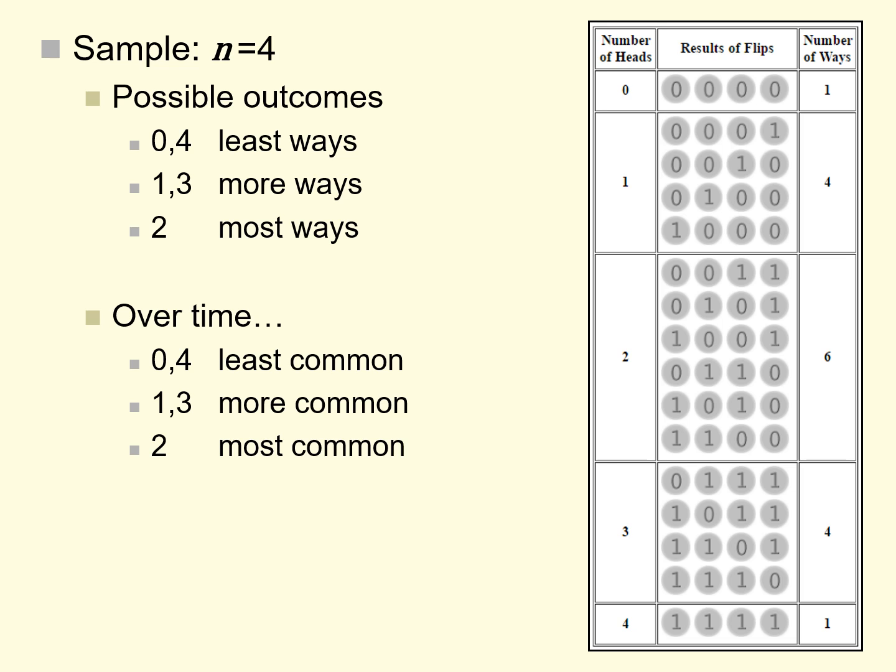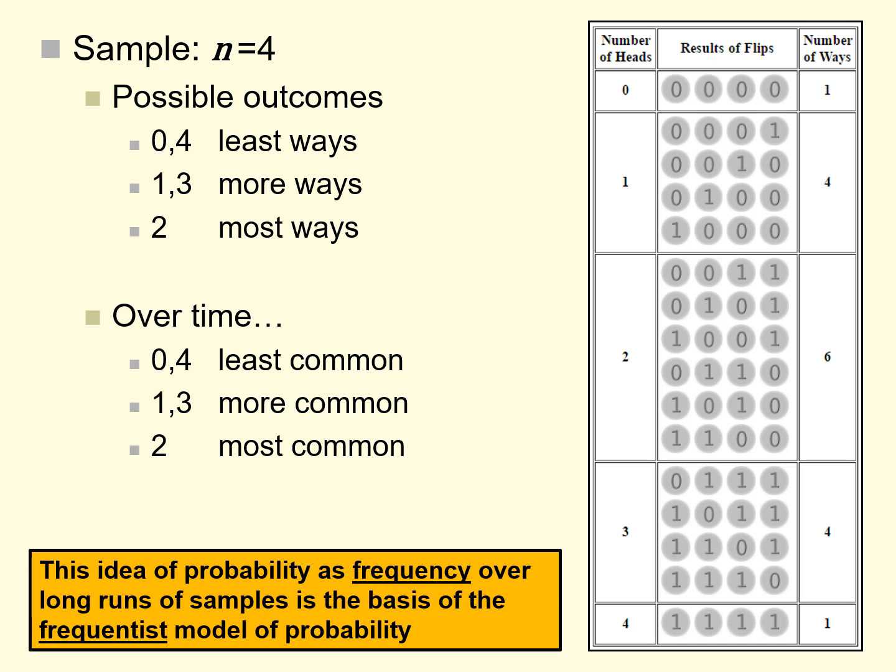1 and 3 are going to be somewhat more common, and 2 heads out of 4 flips is going to be the outcome that's just going to show up the most frequently over a very long run of repeated 4 flips. By the way, this idea of probability as frequency over a long run of samples is basically the basis for the frequentist model of probability, which is a notion of probability that a lot of our statistics, at least the kind I'm going to talk about in this class, are based on.